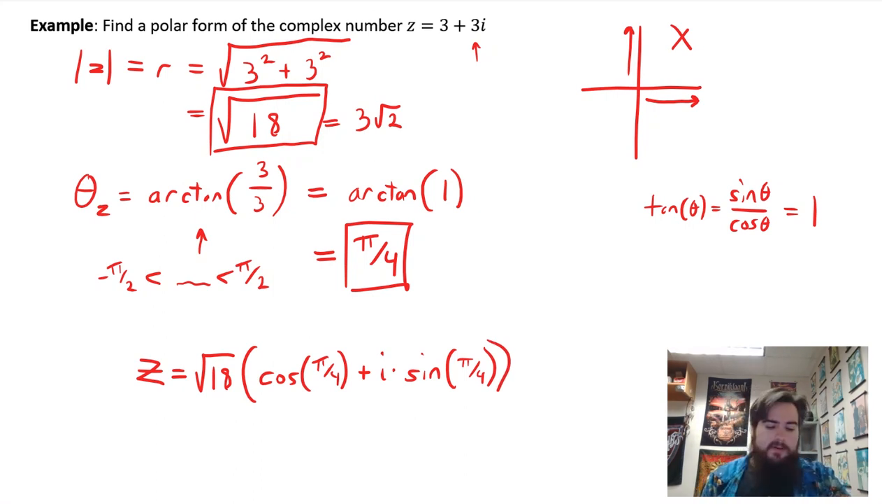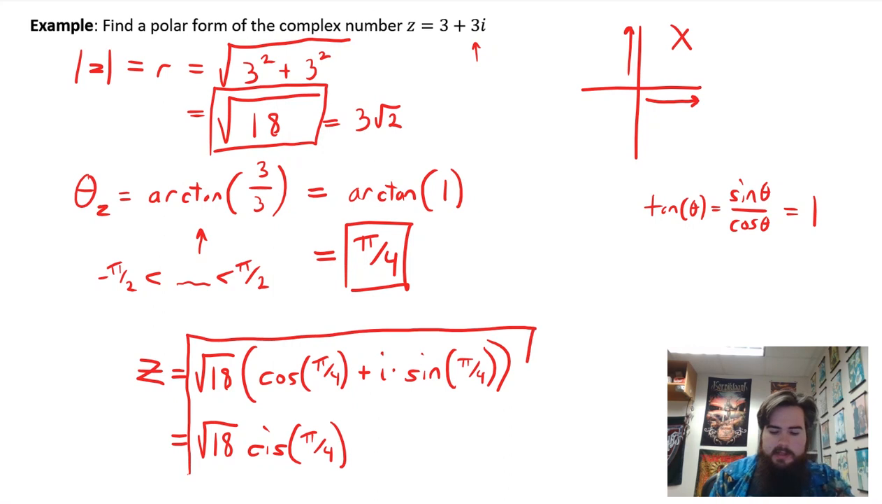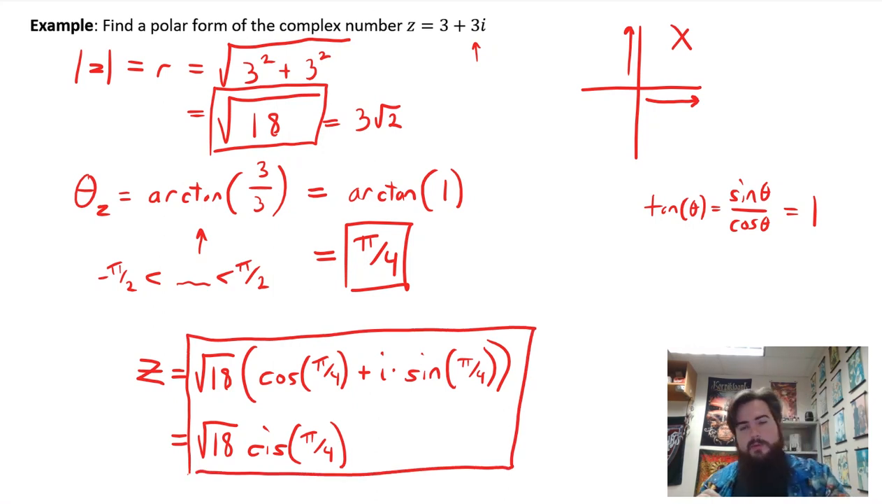That'd be the expanded form, but you can also write this with the contracted form using CIS as the square root of 18 CIS, which is cosine plus i sine, of pi over 4. Either one of these would be my solution.